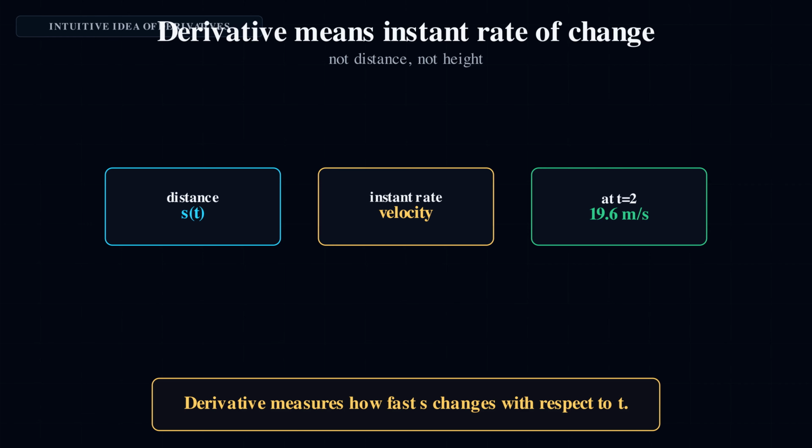For a distance function, the derivative gives velocity. On a graph, the derivative gives tangent slope. It is not the distance or the height. It is the rate at which the distance is changing.